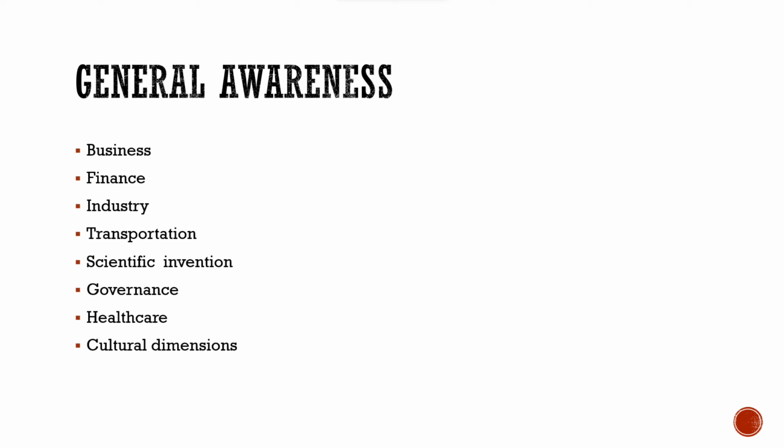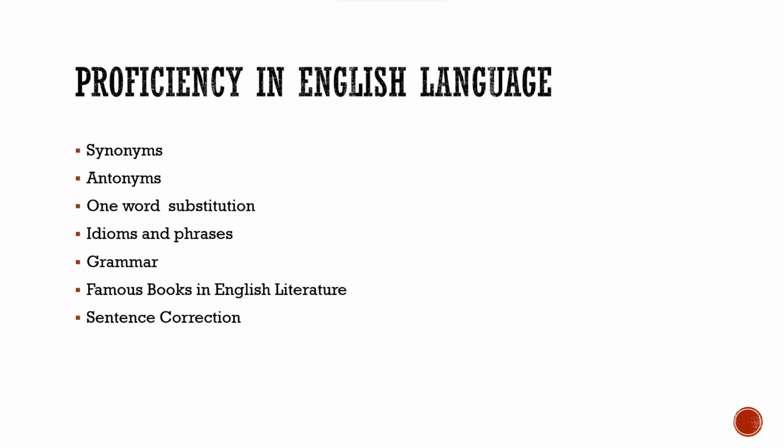For MCA, there is also proficiency in English language. The same topics that come in MBA, what you already know from the previous slides, are going to come in this MCA section also. Let me repeat these topics once again so that you can clear all the doubts. First one, synonyms, antonyms, one word substitution, idioms and phrases, grammar, and famous books in English literature. And the last but not the least, sentence correction. These all topics are going to come in this MCA English section also, as well as the MBA section.